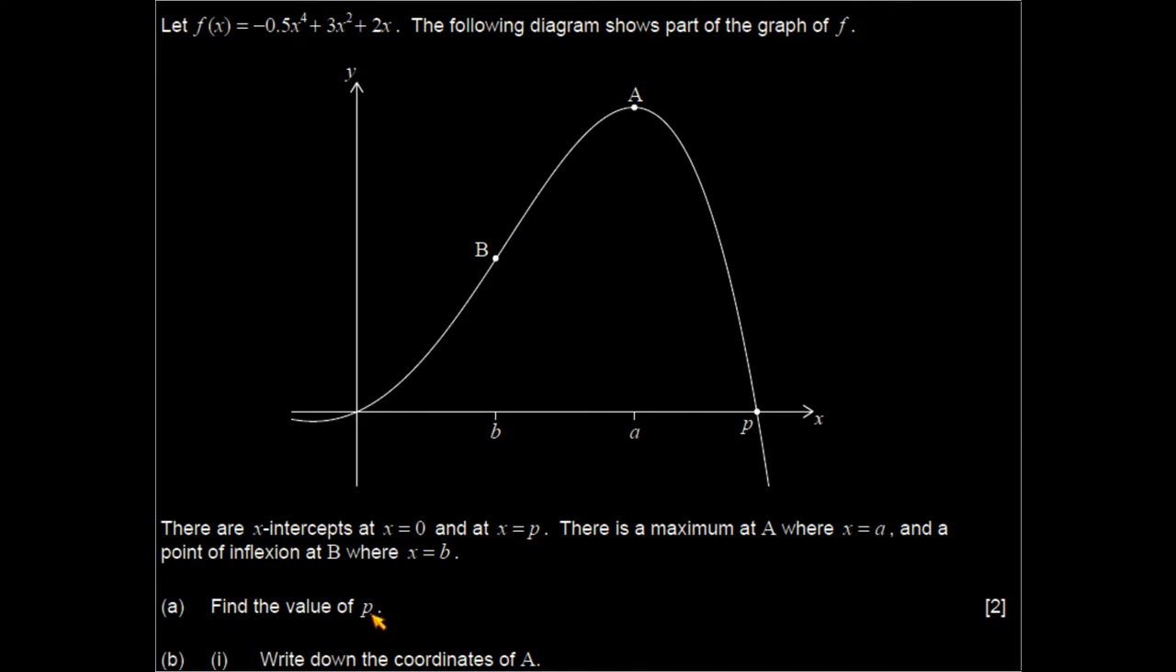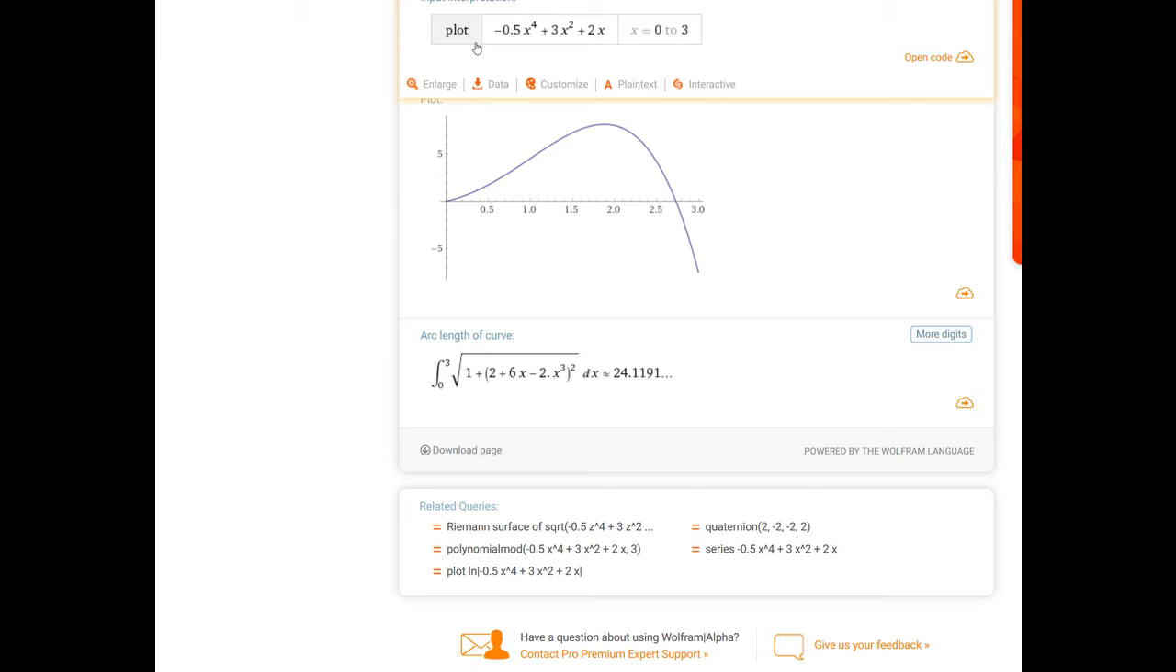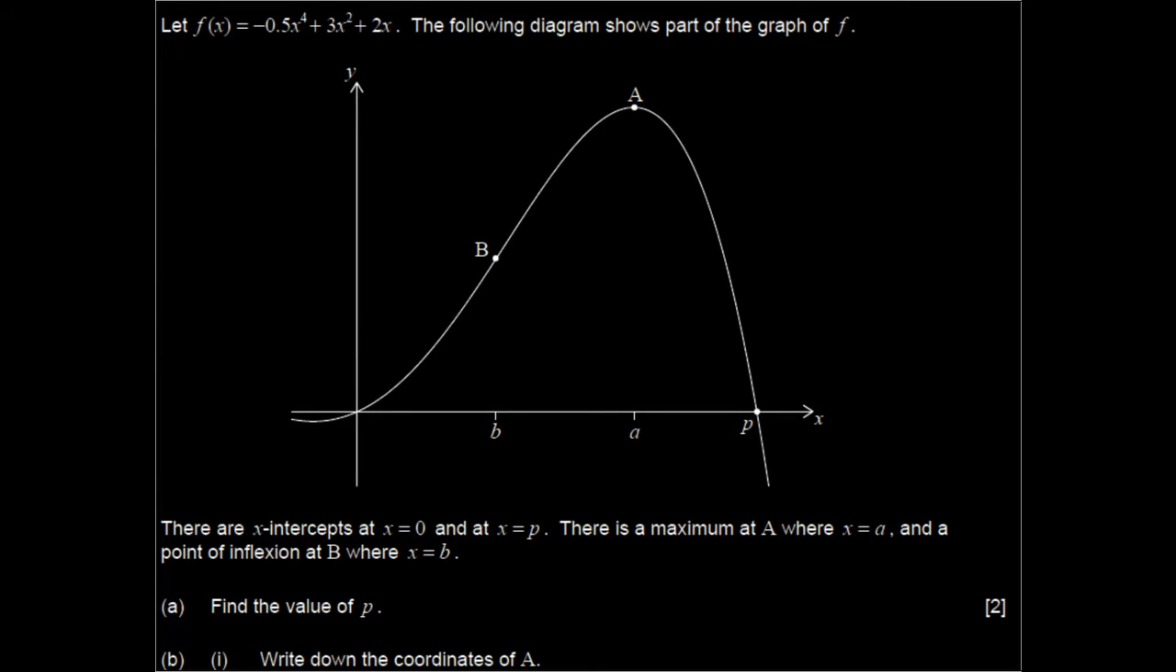Alright, part A says find the value of p. So the way we would do that is we would just plot this function in your graphical calculator and then move the cursor to point P and then read off the value. So I've plotted it here, and then it's given me the graph, and then I can just read off that value there, which is 2.73. So p is equal to 2.73.